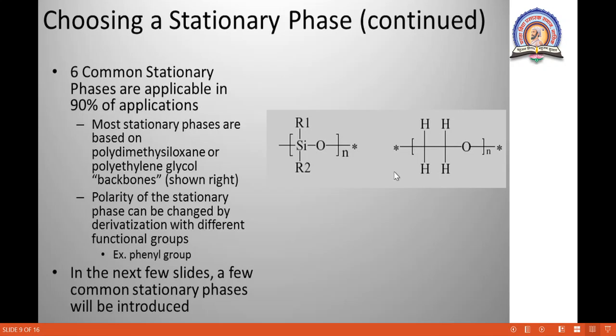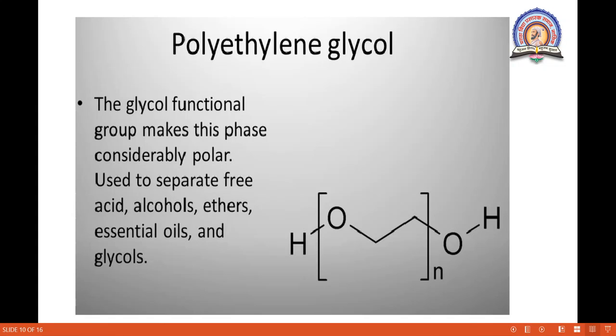The polarity of the stationary phase can be changed by derivatization with different functional groups. Means these two stationary phases are polar, and we can change their polarity. Derivatization means we react them with different functional groups. Then the polarity gets changed. For example, we introduce phenyl groups here, so the polarity changes. Okay. In the next few slides, we are going to discuss some common stationary phases.